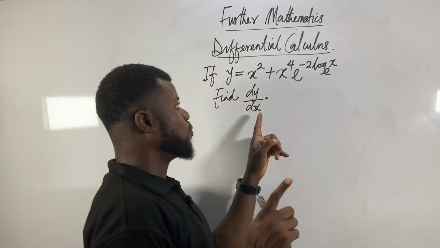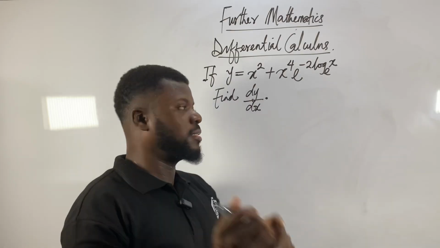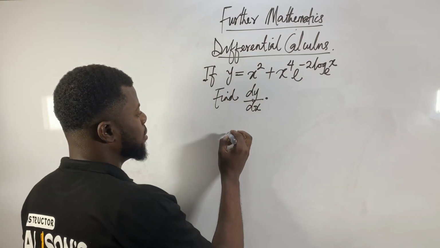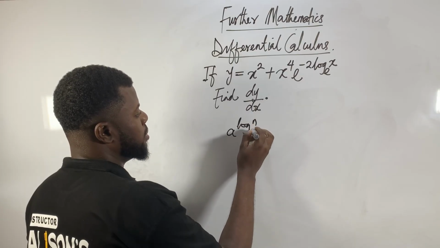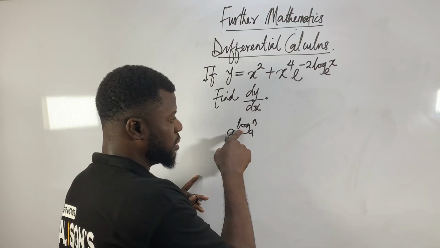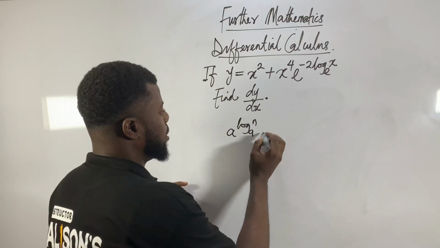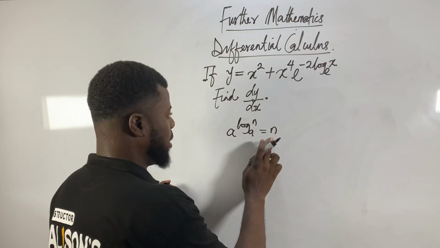Before I solve this particular question, I will review 3 things you need to understand. First, if I get log n base a, and the base of this logarithm is the same as the number, then the answer will just be n. Everything here will just vanish. The answer is n.